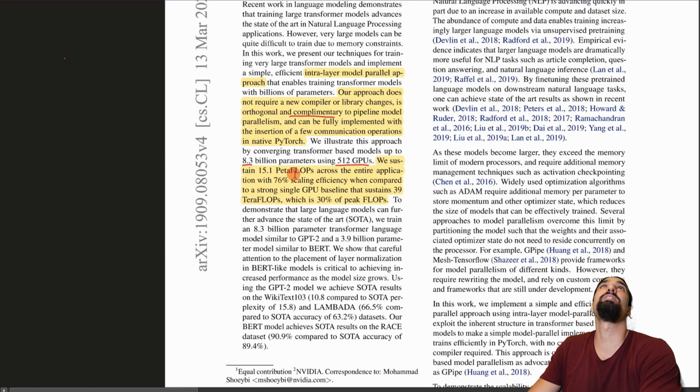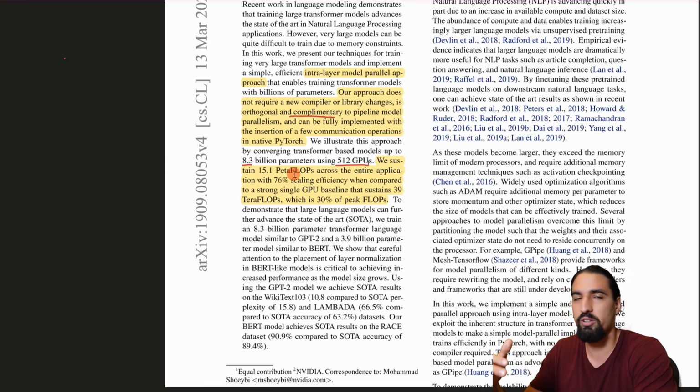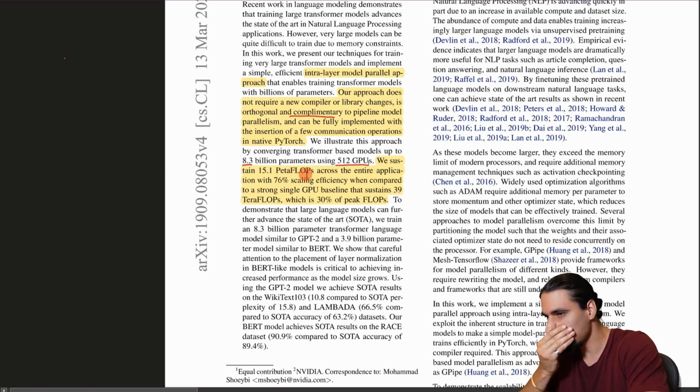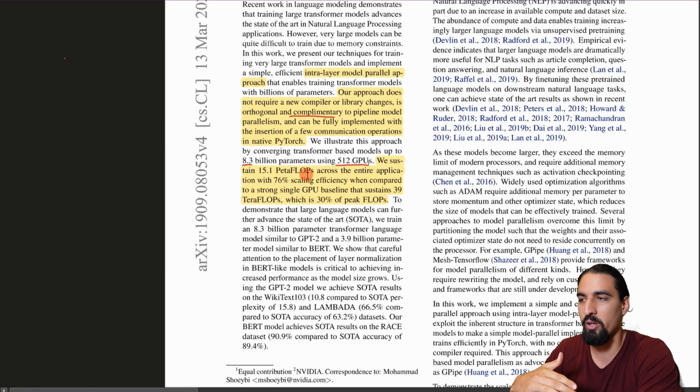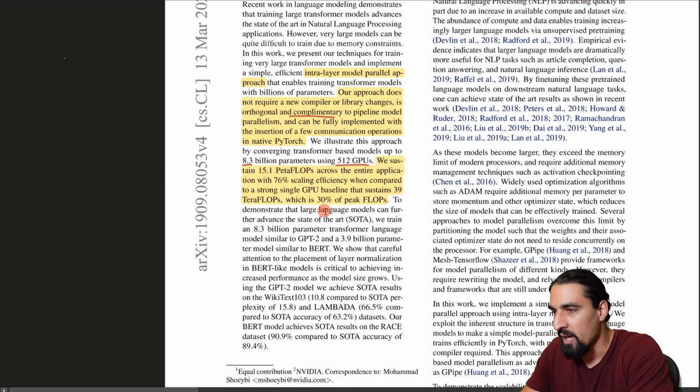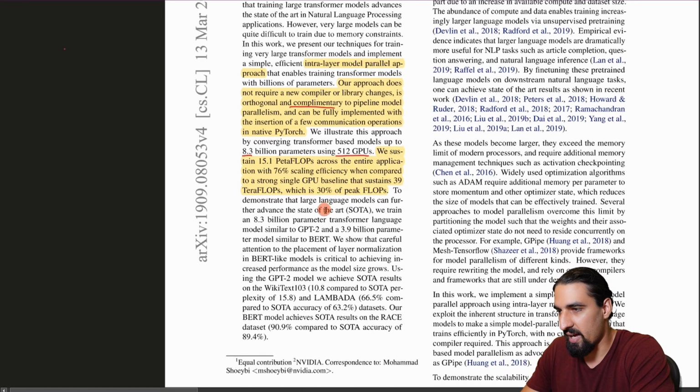So what I say here is that they achieve a throughput of 15.1 peta. So peta is, I guess, 10 to the power of 15 or something. So it's like 1000 tera or 1024, depends whom you ask. Flops is the floating point operations per second. So that means you have this many operations per second. That's a huge number, okay?